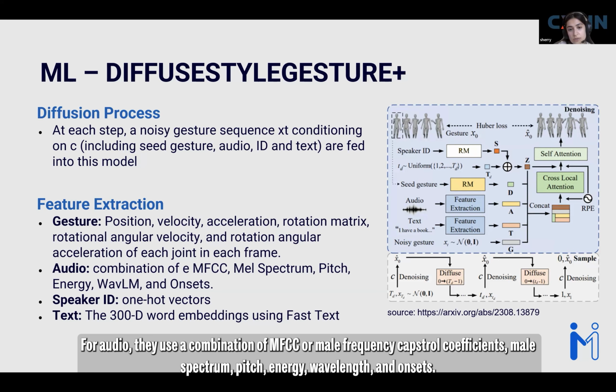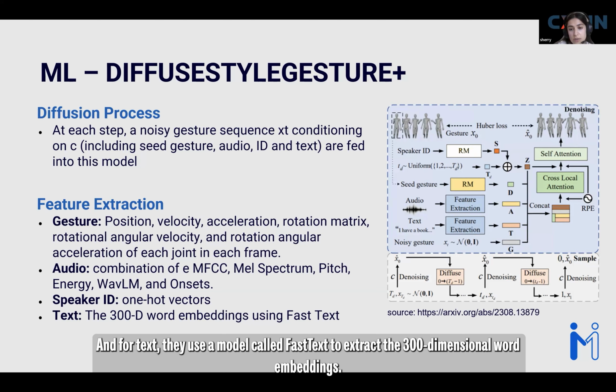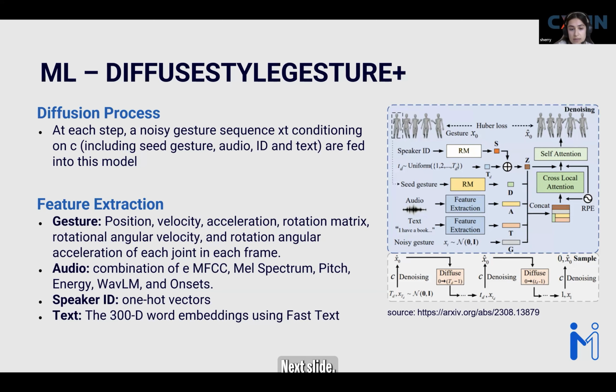For audio, they use a combination of MFCC, or mel frequency cepstral coefficients, mel spectrum, pitch, energy, WavLM, and onsets. And for speaker ID, it's just a number, so they use one-hot encoding. And for text, they use a model called FastText to extract the 300-dimensional word embeddings. Next slide.